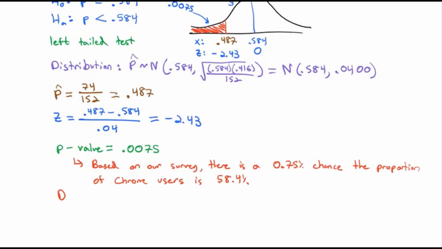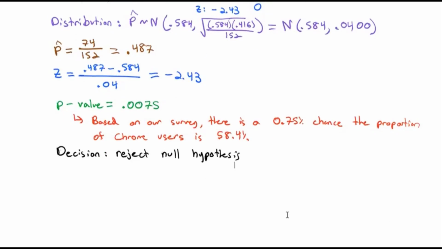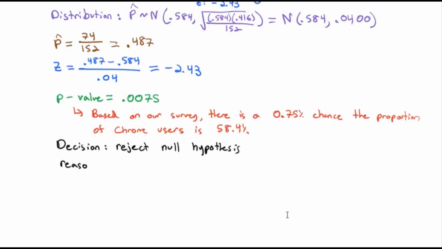So we will make a decision to reject the null hypothesis. And the reason for that decision is because the p-value, the probability it's true, is less than the alpha, or specifically 0.0075 is less than the 0.01 minimum threshold.